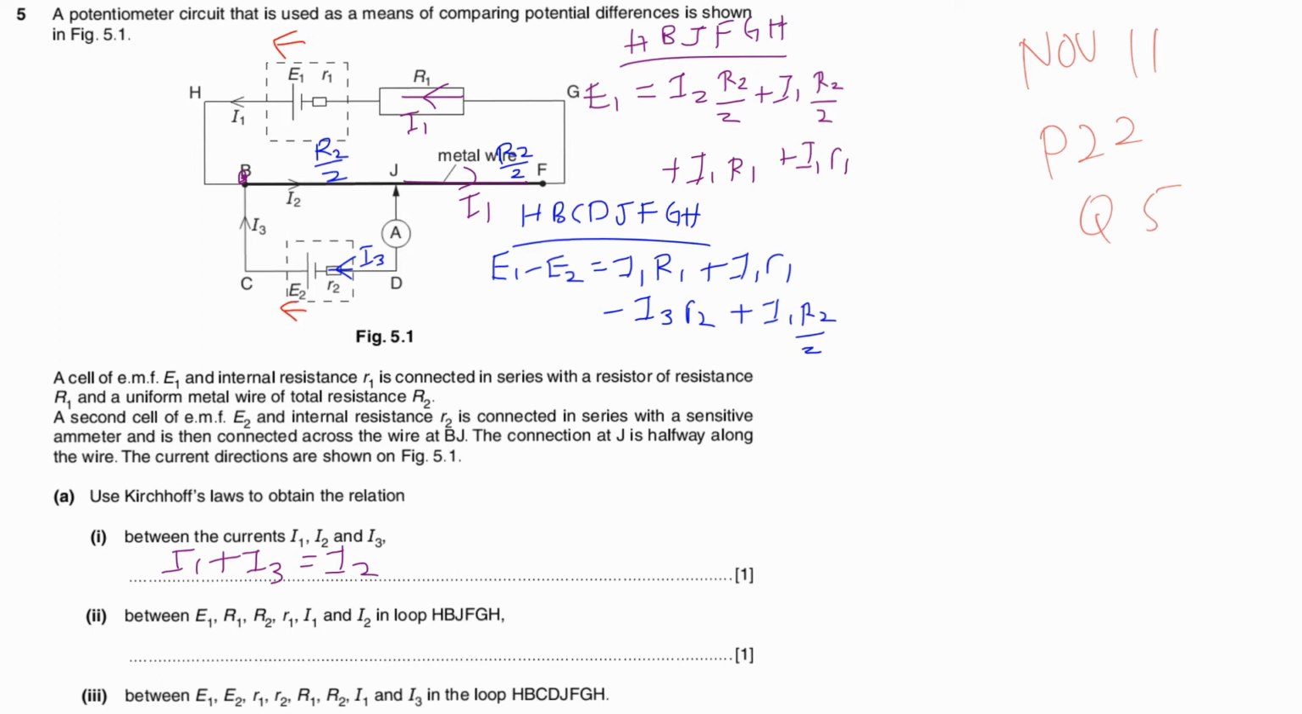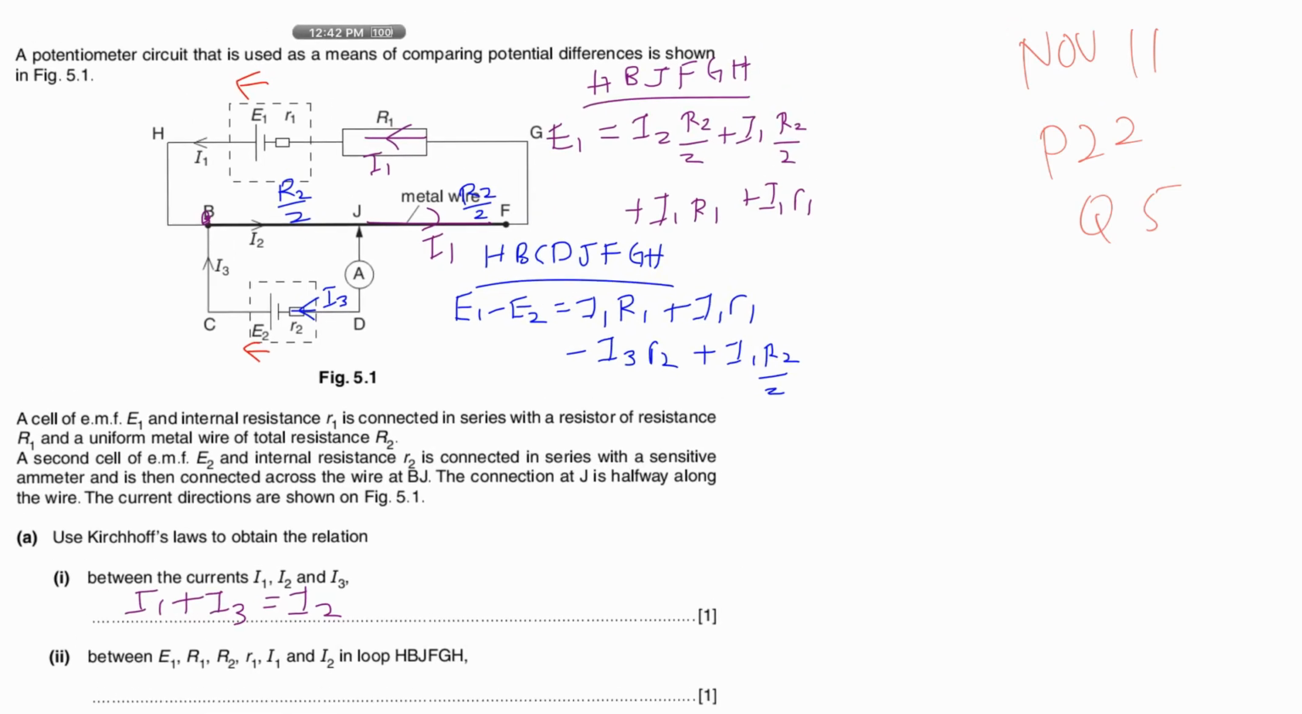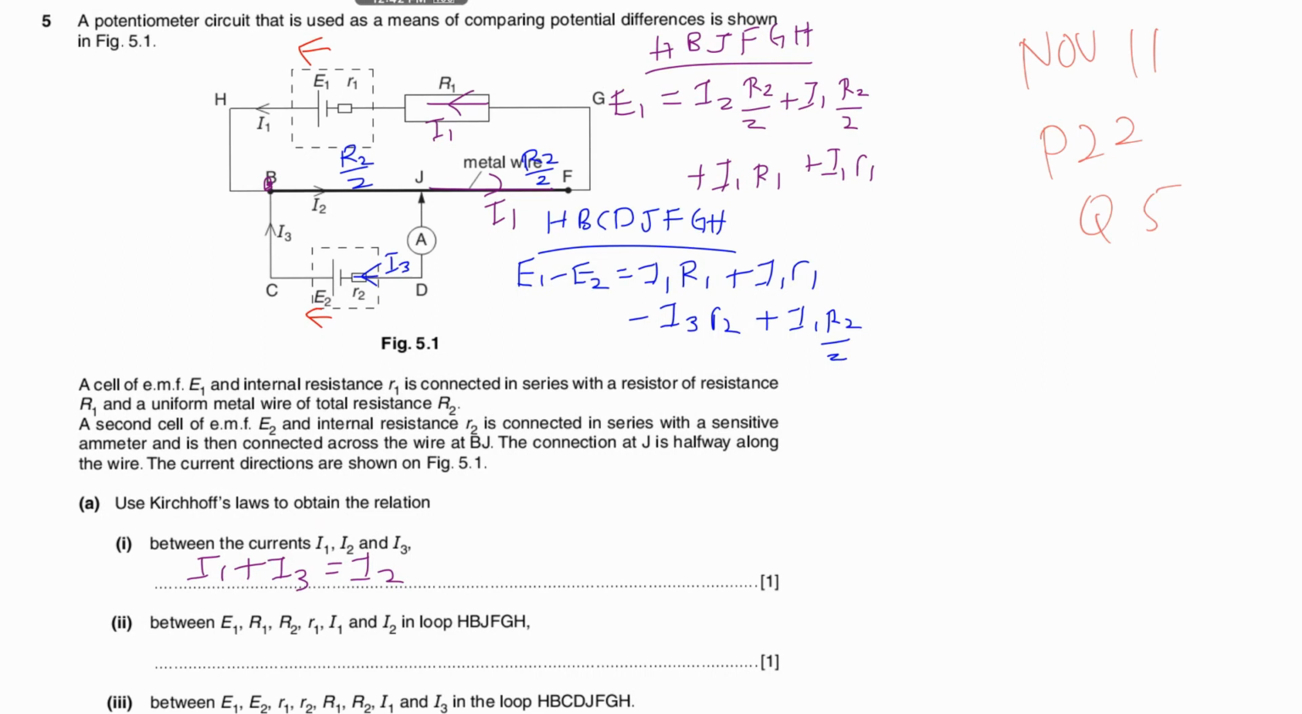Now they did tell me that the total resistance of the wire is R2. So this is R2. Since BJ is halfway, they told me the connection at J is halfway, the resistance of this will be half, which is how much? Will be R2 over 2. And this will be R2 over 2. Okay. So let's do HBJFGH. Okay. So let's do this loop.